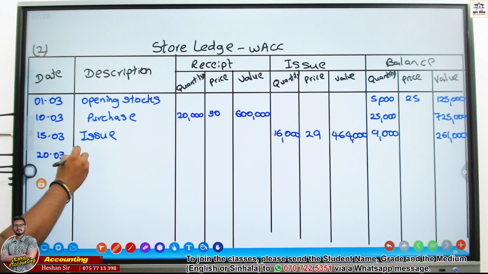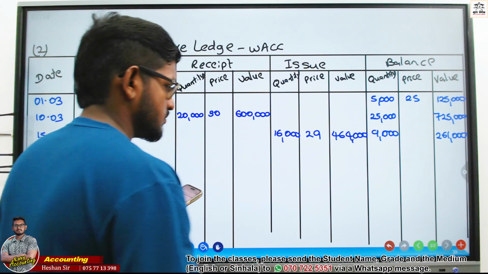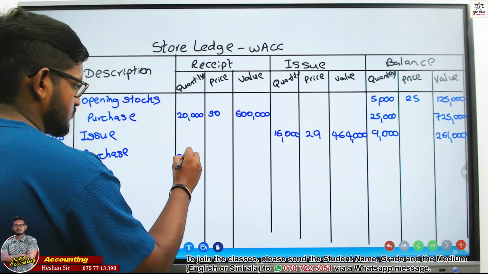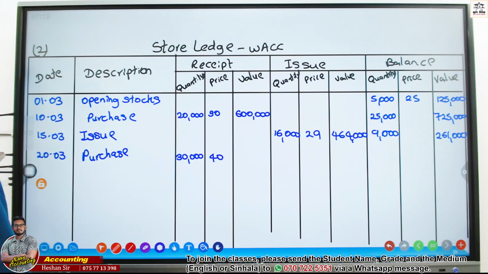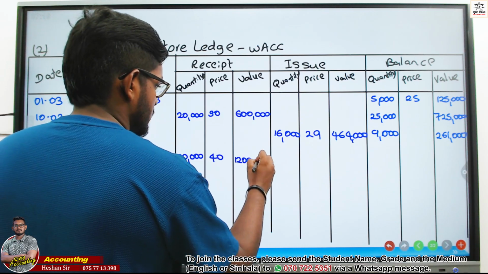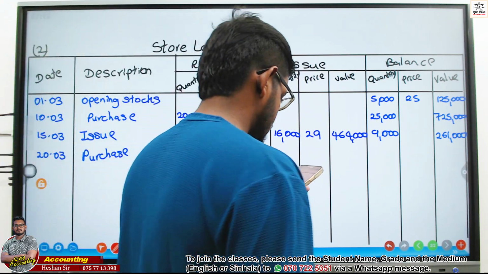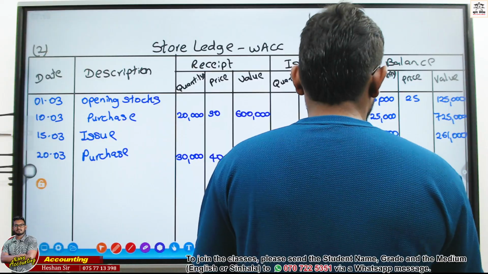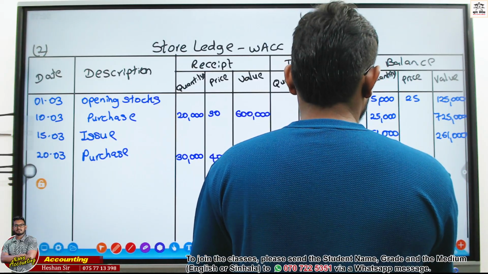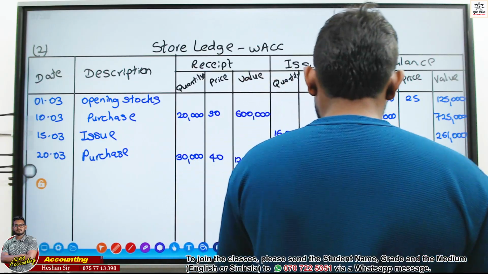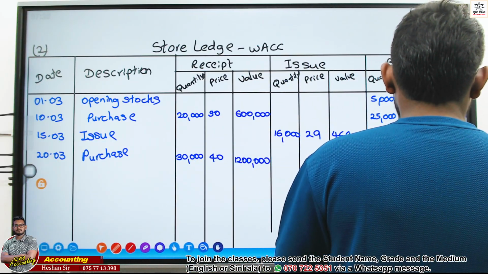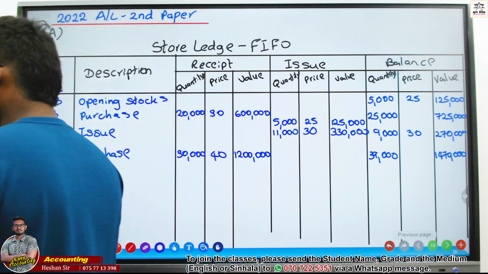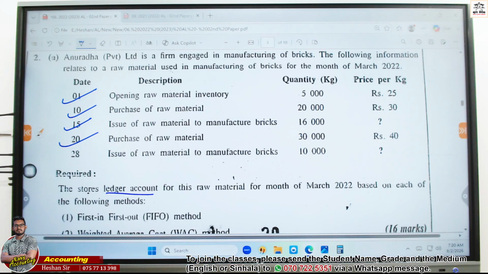20th of March, purchased 30,000, 40 each, 1,200. You have 39,000. If you add these two together, 261 plus 1,200, that is how much? 1,461,000.